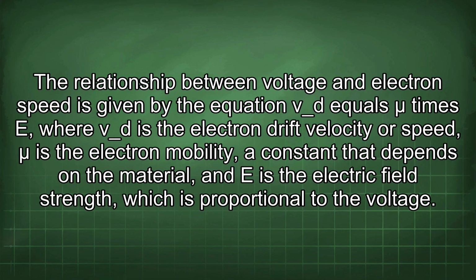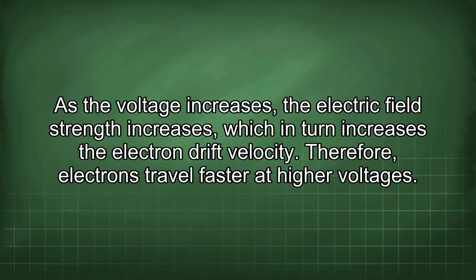This increased kinetic energy results in higher electron speeds. The relationship between voltage and electron speed is given by the equation Vd equals mu times E, where Vd is the electron drift velocity or speed, mu is the electron mobility, a constant that depends on the material, and E is the electric field strength, which is proportional to the voltage. As the voltage increases, the electric field strength increases, which in turn increases the electron drift velocity. Therefore, electrons travel faster at higher voltages.